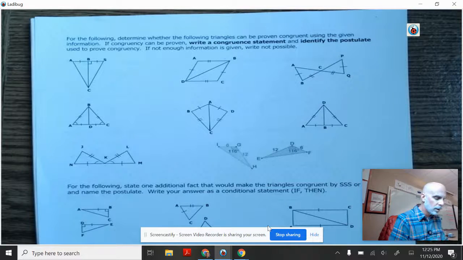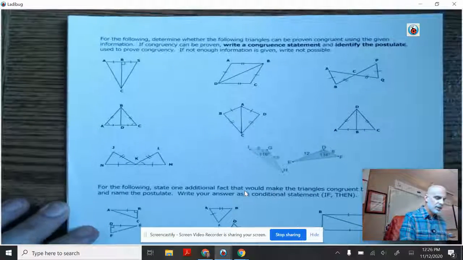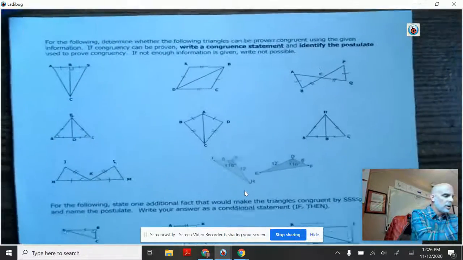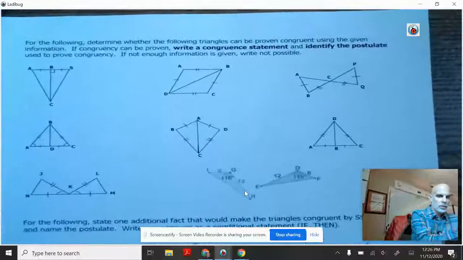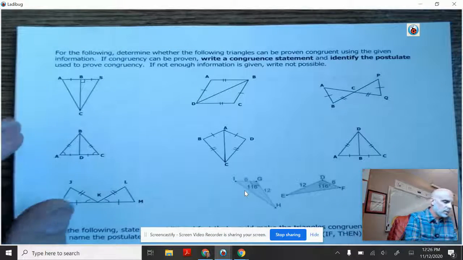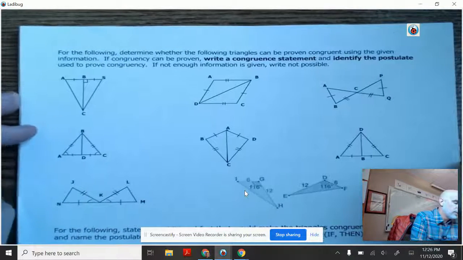Okay, we'll do a little help with the homework. The main idea now is that we realize that side-angle-side and side-side-side congruence are two shortcuts that we can look for. So on these problems up here, it says determine whether the following triangles can be proven congruent using the given information.